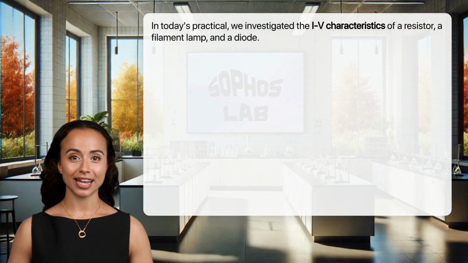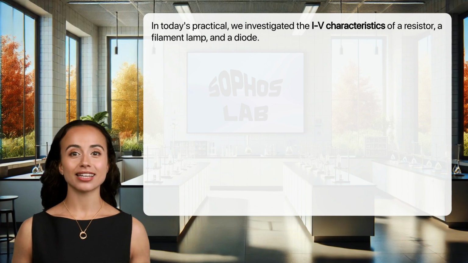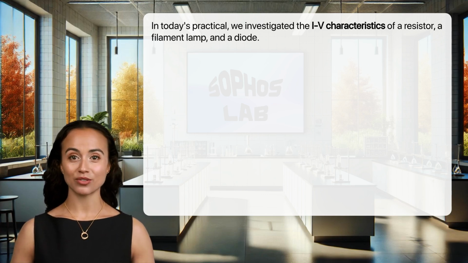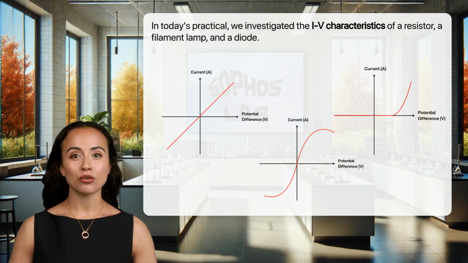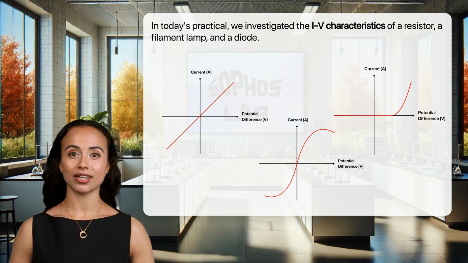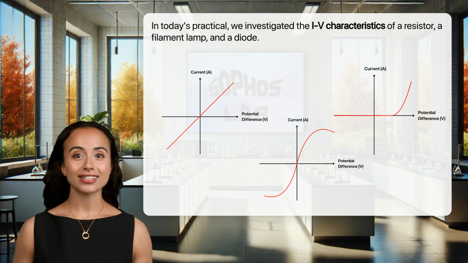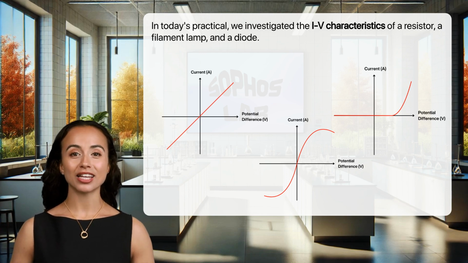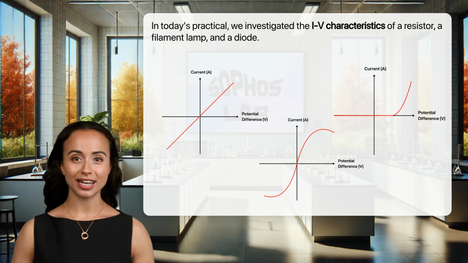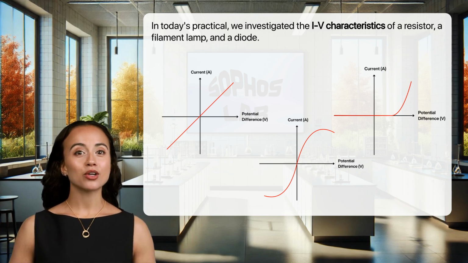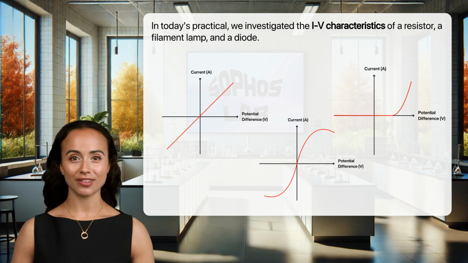That concludes today's practical, where we investigated the IV characteristics of a resistor, a filament lamp, and a diode. We plotted current-voltage graphs for each component, highlighting ohmic and non-ohmic behavior. Throughout the lesson, we also emphasized accurate reading and recording of key data points, and practiced plotting and interpreting IV graphs. These are essential skills for analyzing electronic components.